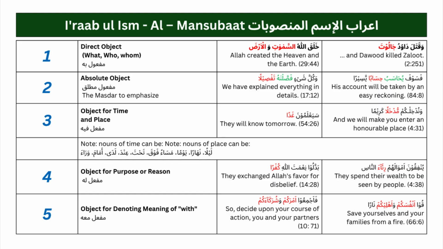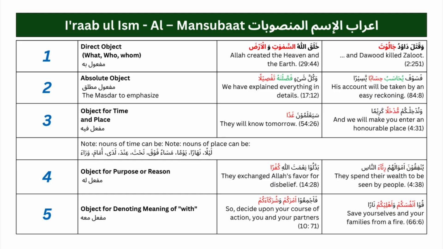The third is maf'ulun fihi, the object for time and place. The page gives examples such as sayalamuna gadan, they will know tomorrow, where gadan gives time, and wanudkhilkum mudkhalan kariman, and we will make you enter an honorable place, where mudkhalan points to place. Then the page gives extra notes, reminding us of common nouns of time, such as laylan, naharan, yauman, masa'an, and common nouns of place such as fauka, tahta, inda, lada, amama, and wara'a. So this category answers the question when or where.